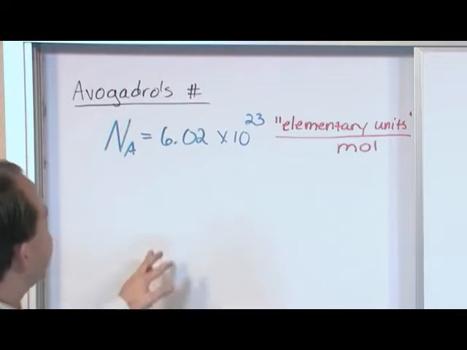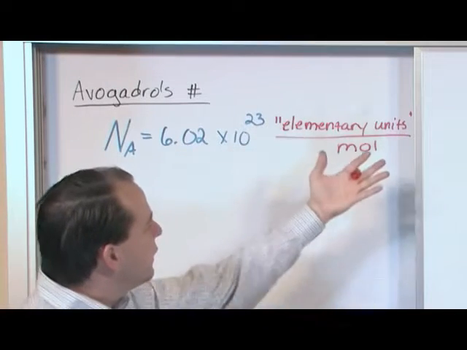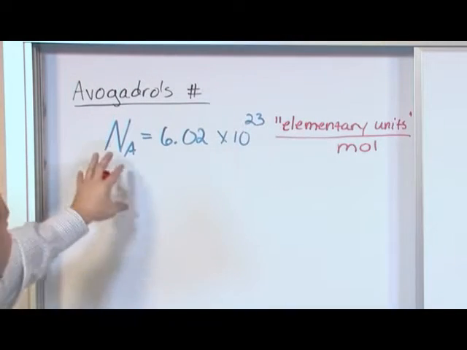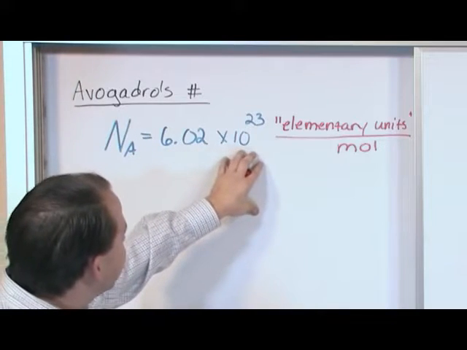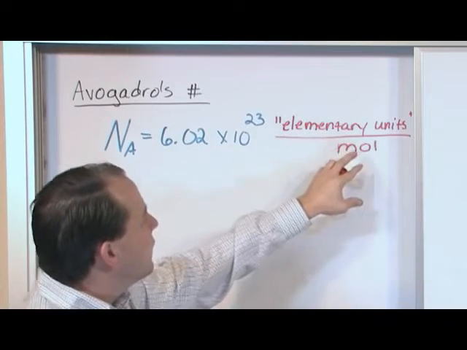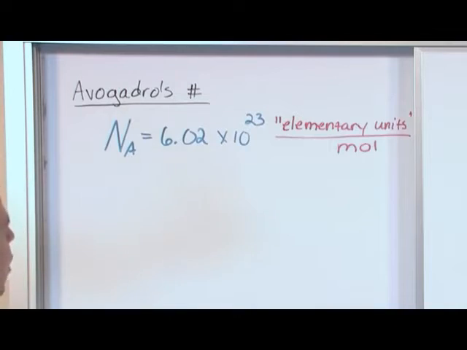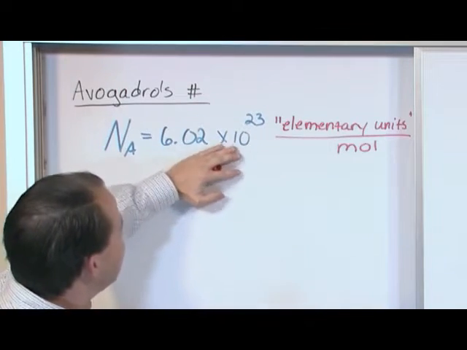One mole of something is 6.02 times 10 to the 23rd elementary units. So it's the same way of saying the same thing. Avogadro's number is 6.02 times 10 to the 23rd elementary units per mole. That's basically what it means. So one mole of something is always going to contain this many things.